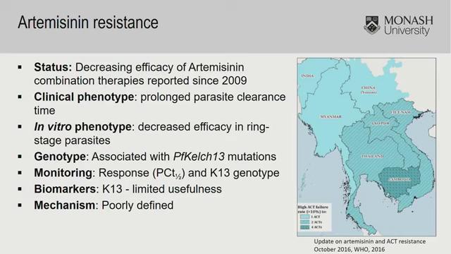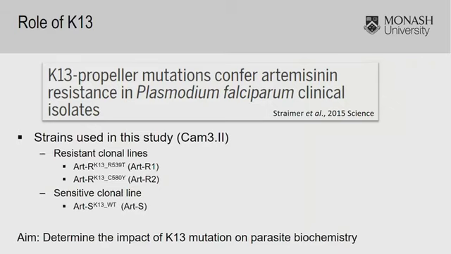The clinical phenotype is well described as this prolonged parasite clearance time. In vitro, we see it as a decreased efficacy in ring stages. It's known to be associated with K13, the Kelch mutations. But I think there's certainly scope for improved biomarkers for artemisinin resistance, and certainly to understand the mechanism in more detail. So metabolomics might have something to offer here.